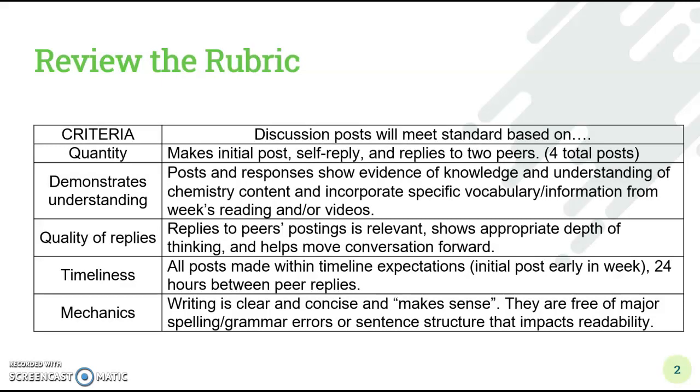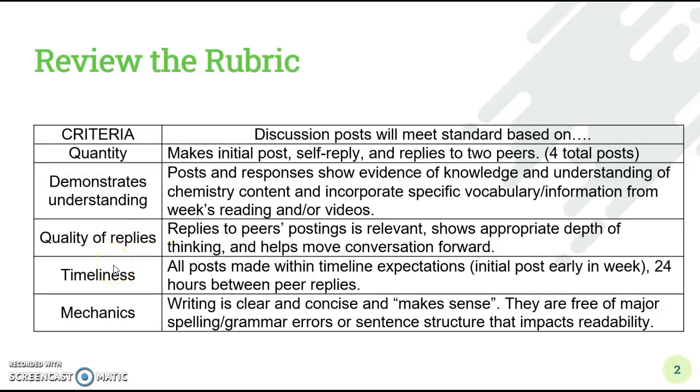There are 5 criteria on which you're assessed when I look at your discussion posts: quantity, demonstrating understanding, the quality of your peer replies, the timeliness, and the mechanics. Quantity means 4 posts: initial post, self-reply, and then 2 peer replies. Demonstrating understanding, you need to show evidence of knowledge and understanding of the chemistry content and incorporate specific vocabulary or information from the week's reading or videos. Quality of peer replies really comes down to moving that conversation forward, showing appropriate depth of thinking and being relevant.